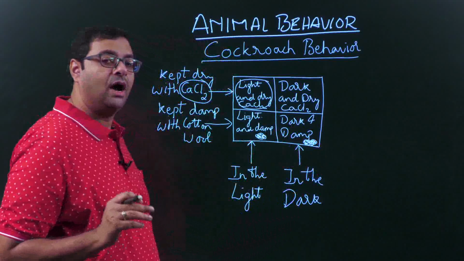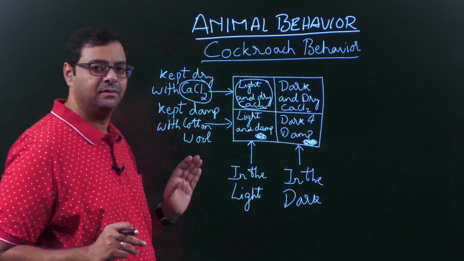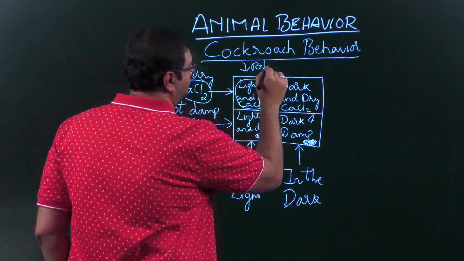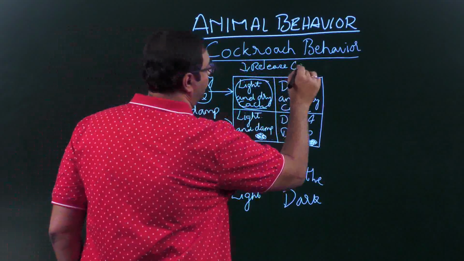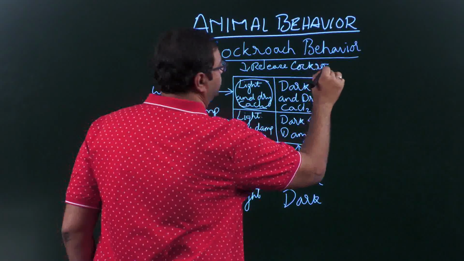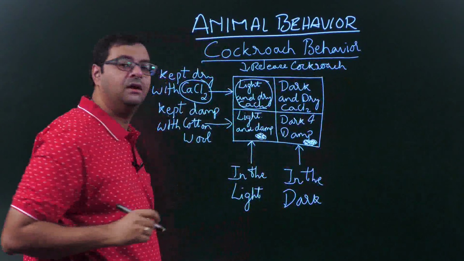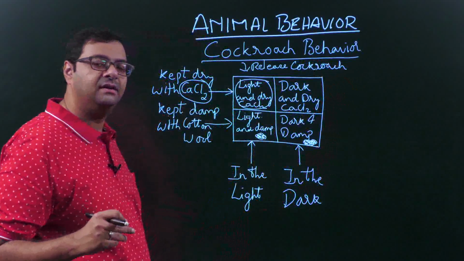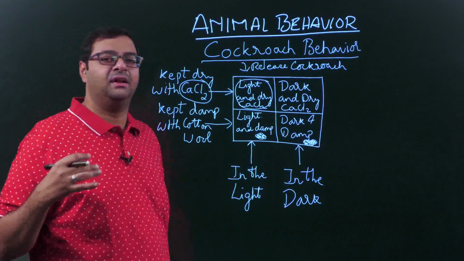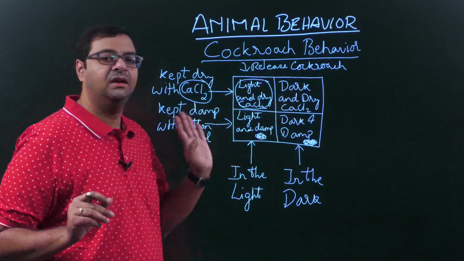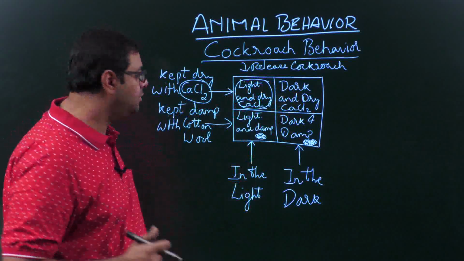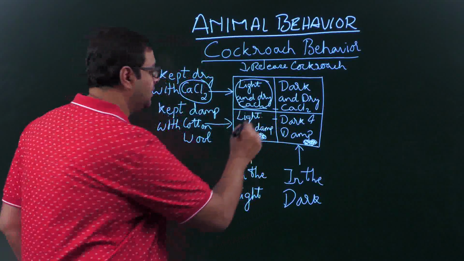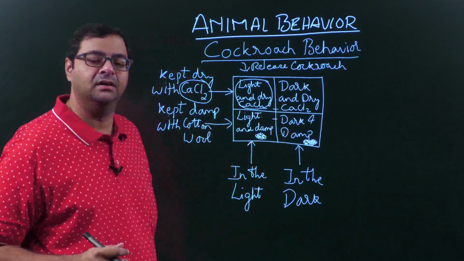Then the next one had wet cotton wool here. After these conditions were set, they started releasing cockroaches into it. They counted the number of cockroaches they were releasing into these chambers. And mind you, these chambers were not closed, but a little open so that the cockroach can enter from one chamber to another chamber.